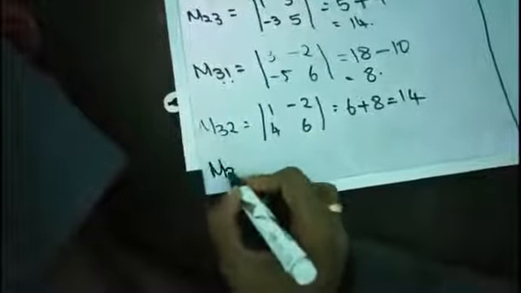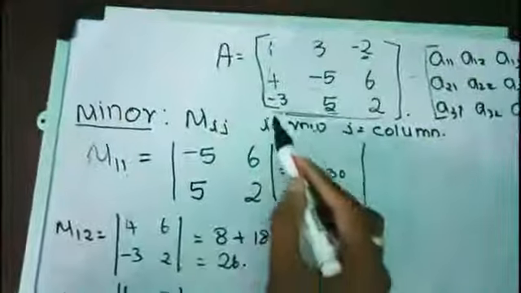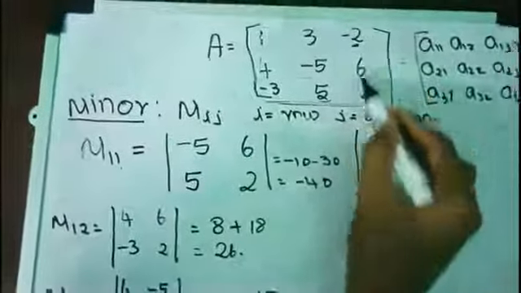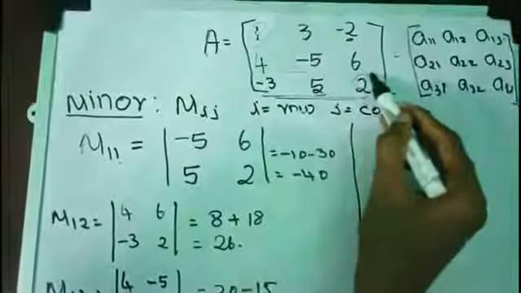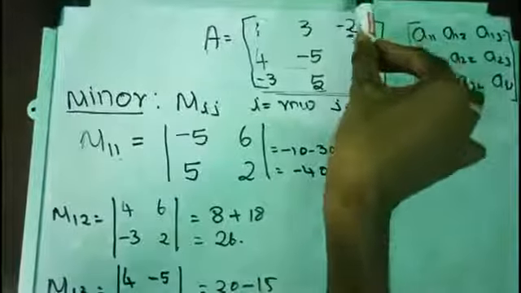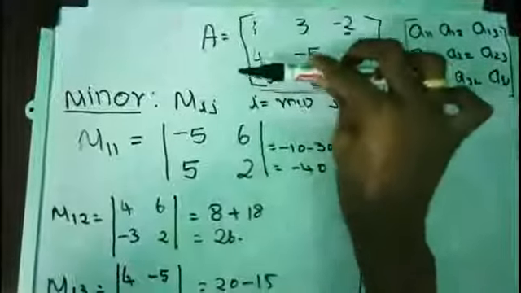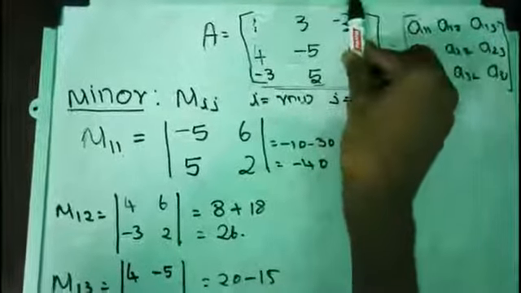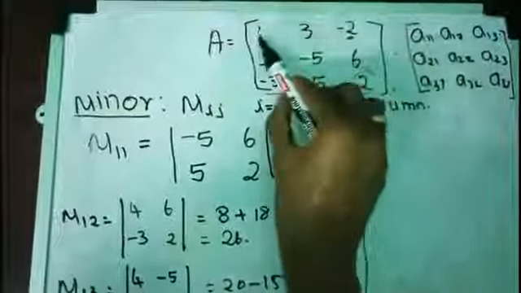So next one is last, M33. So third row, third column. Third row, third column, intersecting is 2. So we have to find the minor of 2. So hide this column, this row, because third row, third column. Hide this, we have 1 3 4 minus 5. 1 5s are minus 5, minus 12, is equal to minus 17.